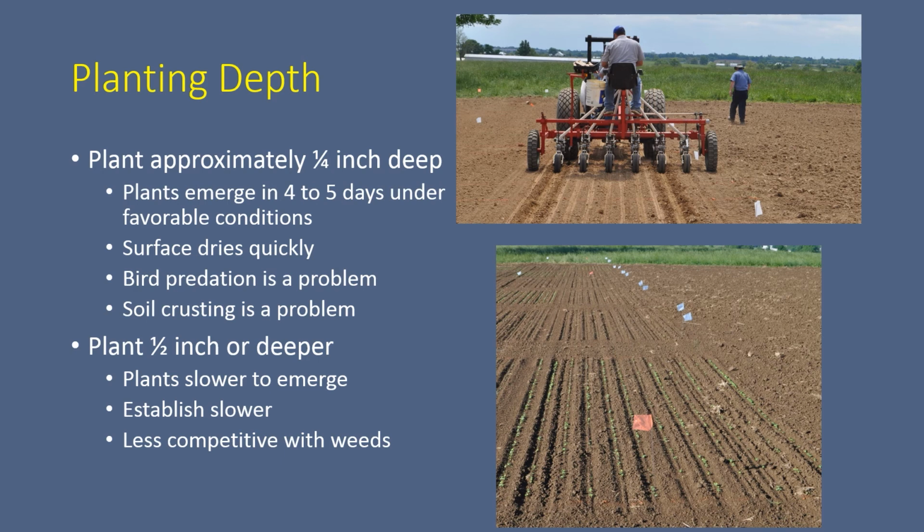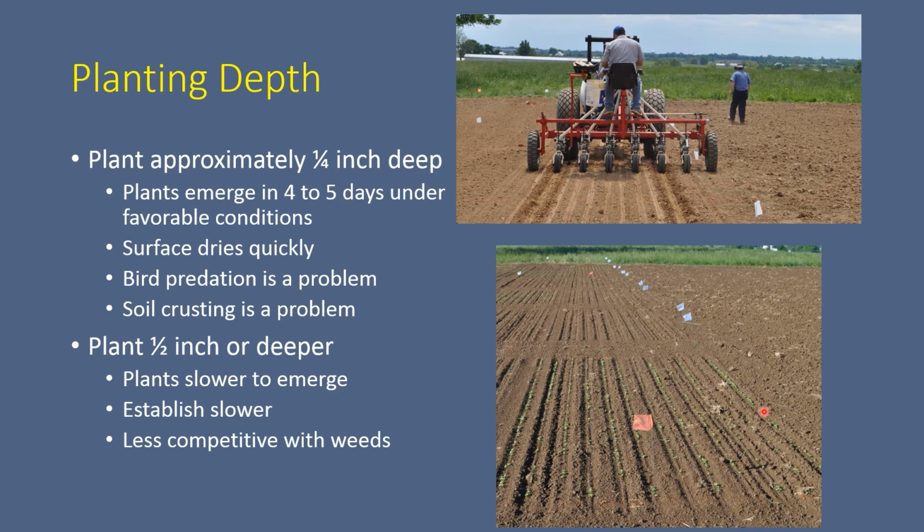One of the keys to good emergence is planting depth. Right now, our recommendations in Kentucky, in this area, are to plant approximately a 1/4 inch deep. The reason that we're doing this is because we want very quick emergence, and typically those plants will emerge in about 4 to 5 days if we have a little moisture there. And they get up quickly and can compete with the weeds. So as you can see here in one of our planting plots, you see in the narrow rows plants coming up. Again, these come up in about 4 to 5 days if they're planted shallow.